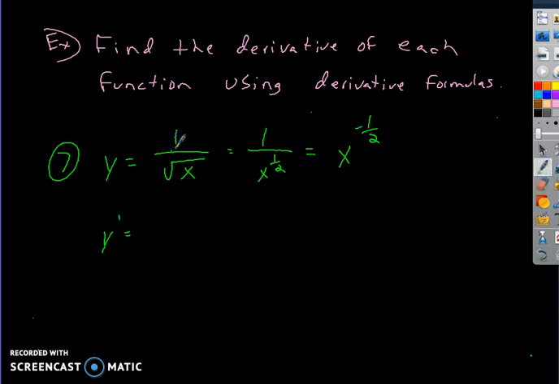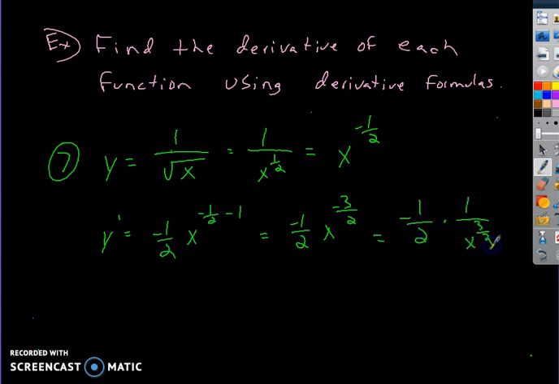So if I want to take the derivative of that, it should be negative 1/2 x to the negative 1/2 subtract 1, which is negative 3/2. So it should be x to the negative 3/2. So that gives you negative 1/2 times 1 over x to the positive 3/2, which means negative 1 over 2 times the square root of x to the third. So that will be the derivative of it.